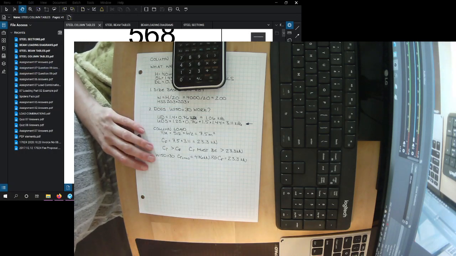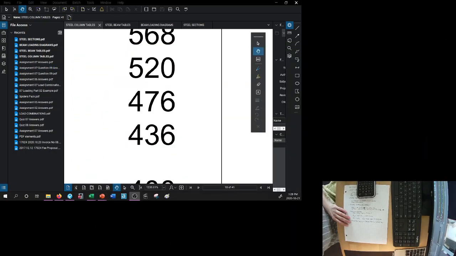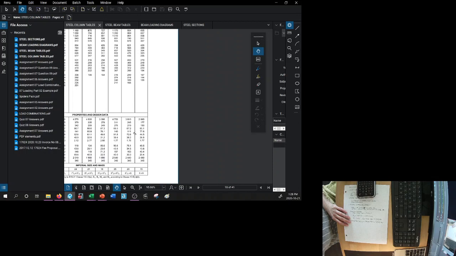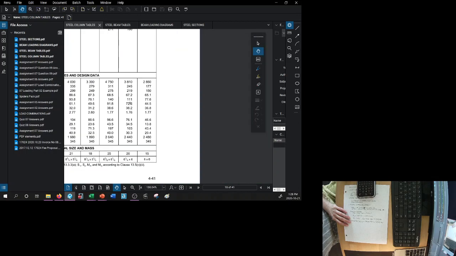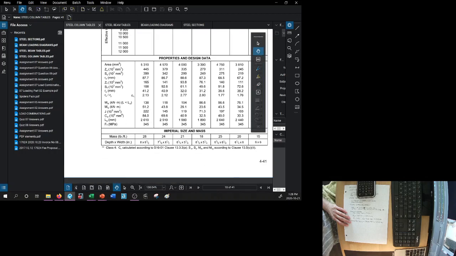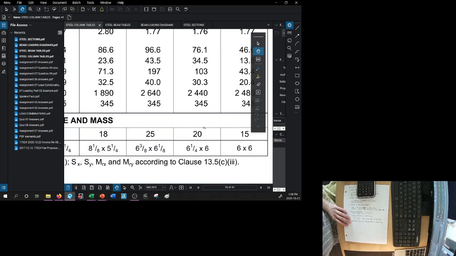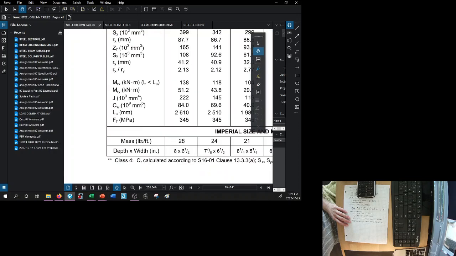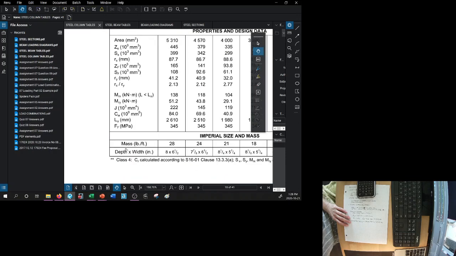I am going to just show you, do they have it right here in this chart here? Yeah, so you can see here that they give us the mass of this thing in pounds per foot, which is totally annoying.